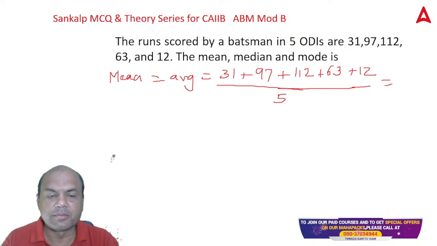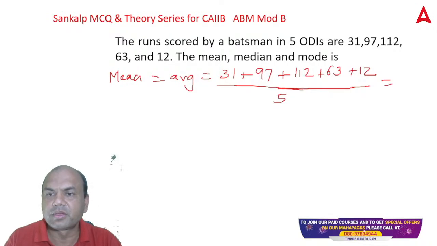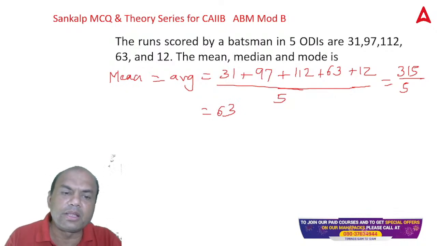31 plus 97 plus 112 plus 63 plus 12, right? So total is 315. 315 divided by 5. So it is what? 63. 63 is my mean, right? Mean is 63.